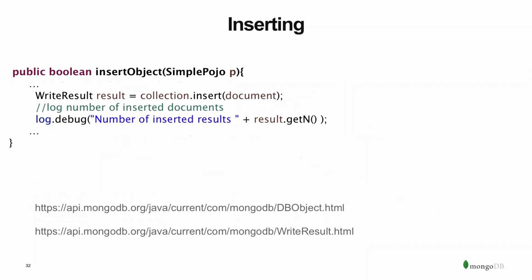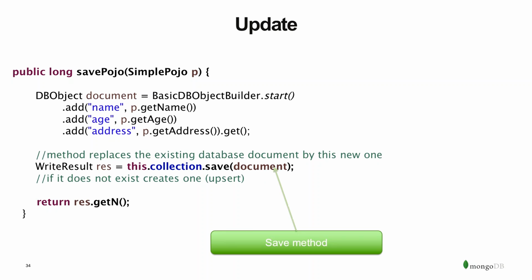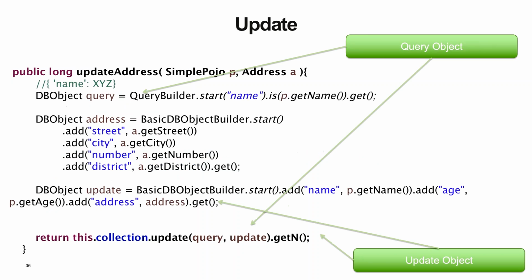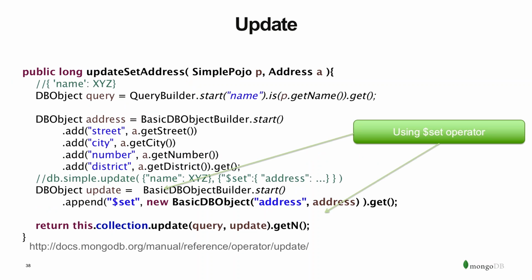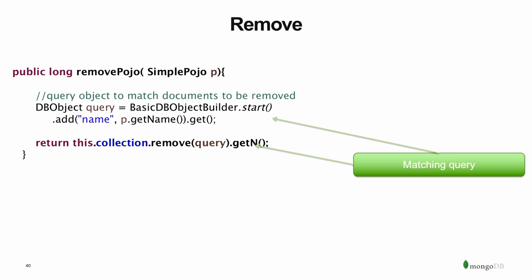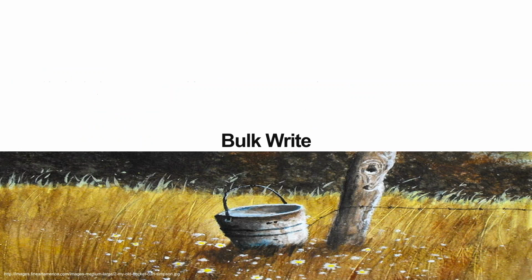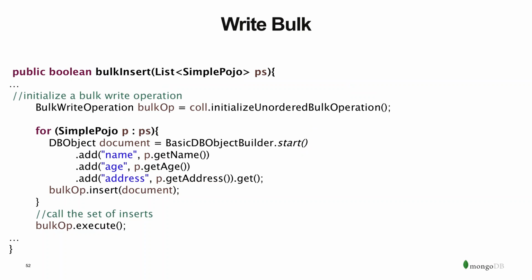There's a bunch of other examples on inserting, on updating from a Java object, from all sorts of different queries, using the set operator or not, how to remove a POJO, how to remove all. Well, there's a bunch of different operations like bulk writes and so on. But I need to leave right now.